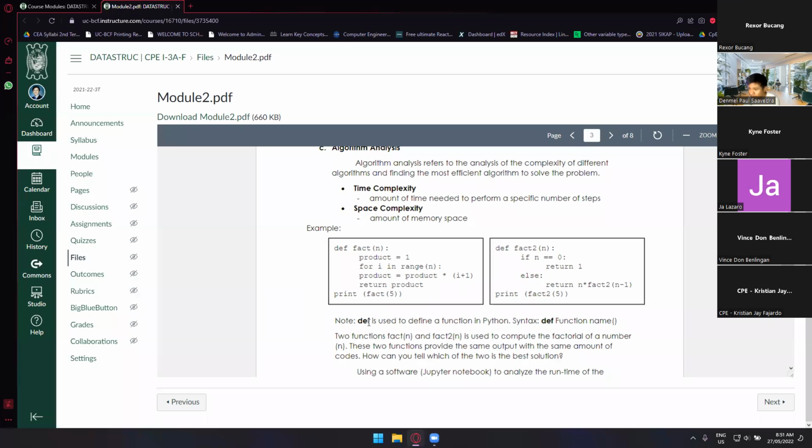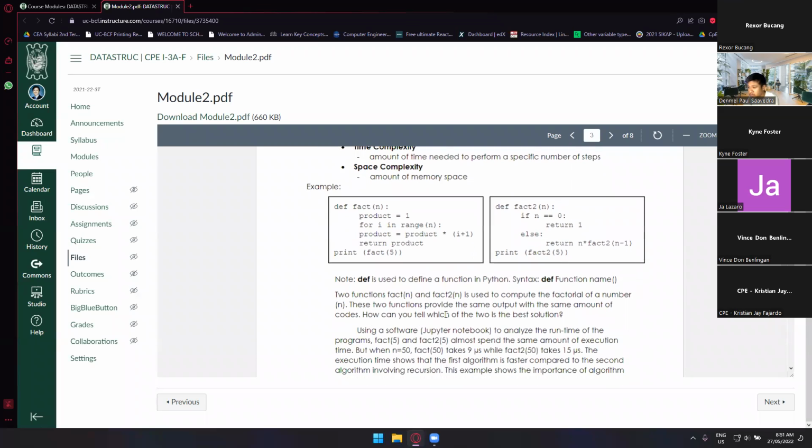Just note that def is used to define a function in Python, with the syntax def function name. So the two functions, the first fact and the second fact, are used to compute the factorial of a number n. These two functions provide the same output, with the same amount of code. If you take a look at this one, we have 1, 2, 3, 4, 5, 6. Here we have 1, 2, 3, 4, 5, 6.